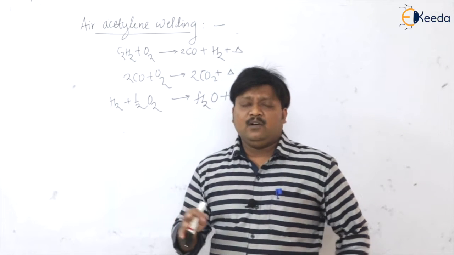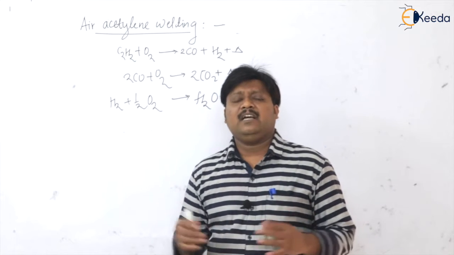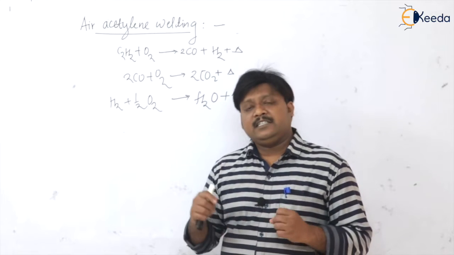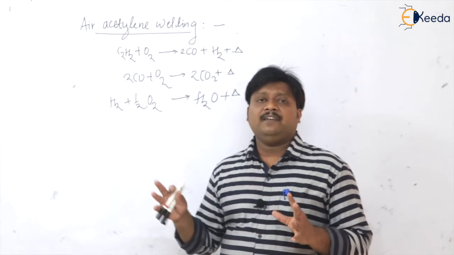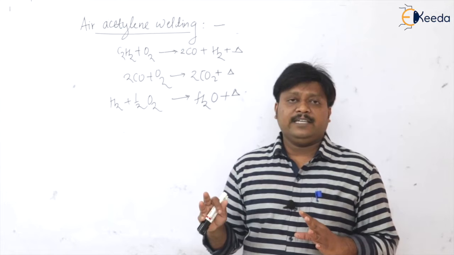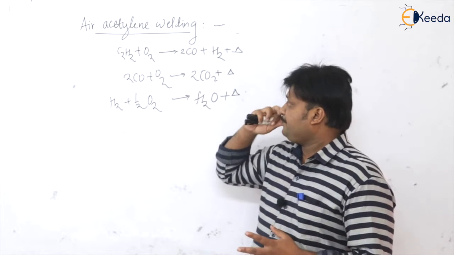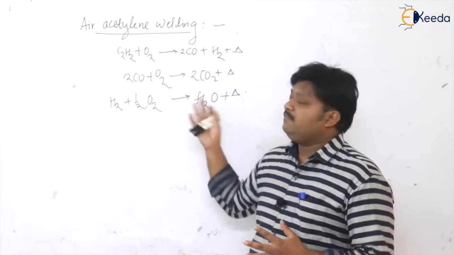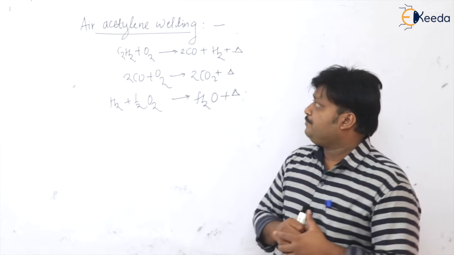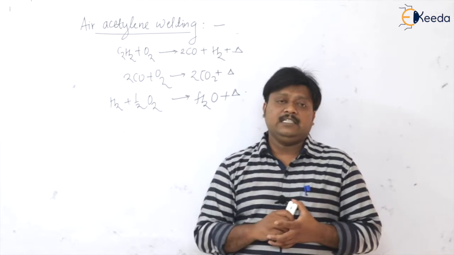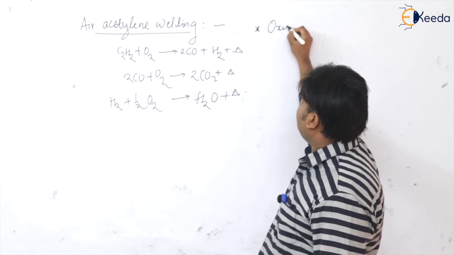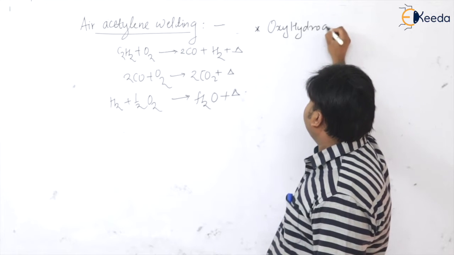Please remember that nowadays for soldering and brazing operations we have furnace brazing, induction brazing, dip brazing, and resistance heating. So this was an application of air acetylene welding in soldering, a very old procedure. Now the second welding after air acetylene is oxyhydrogen welding.